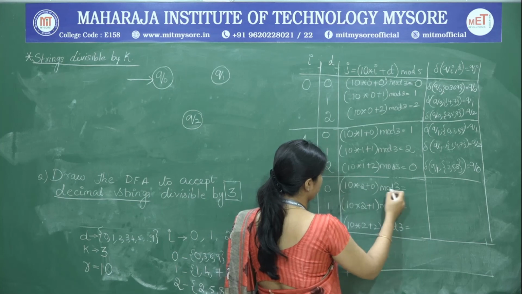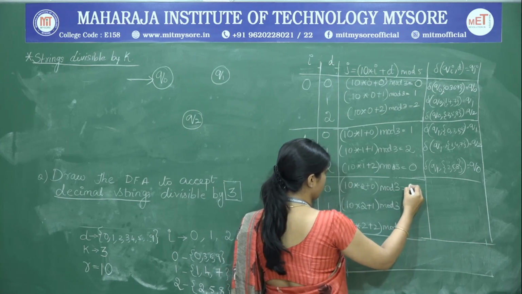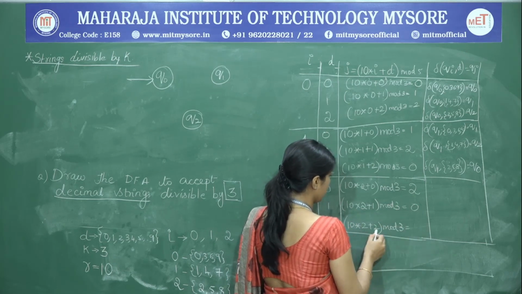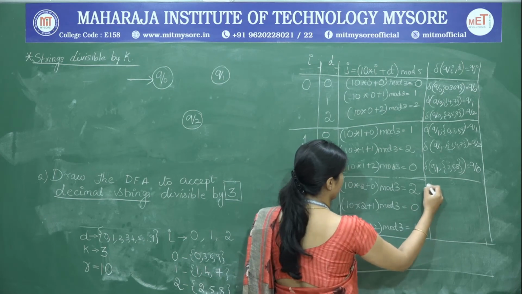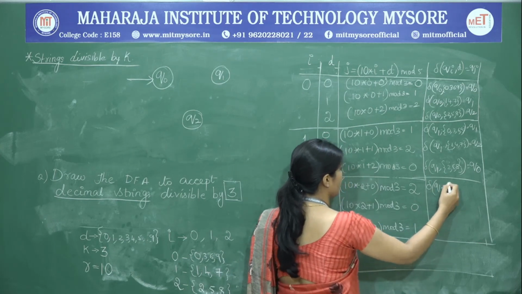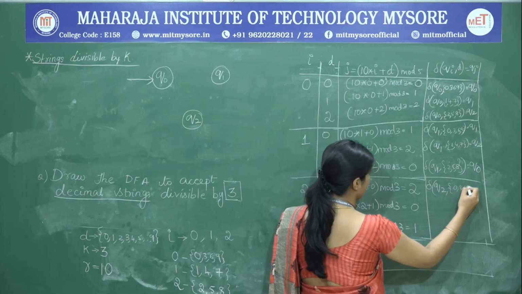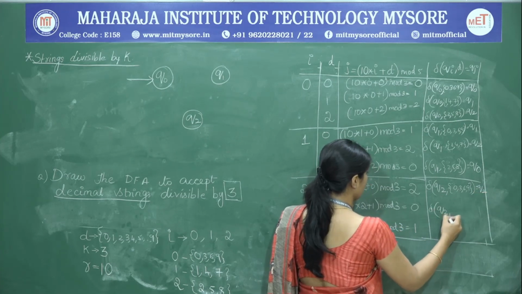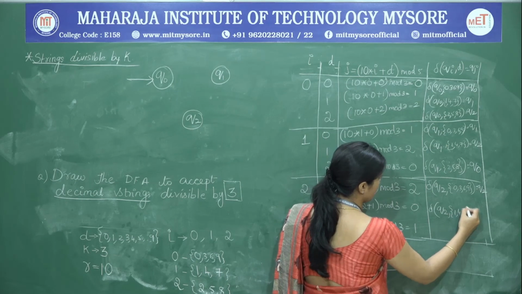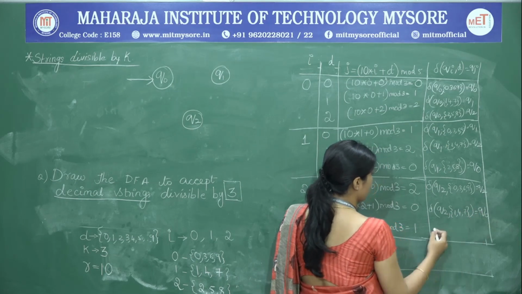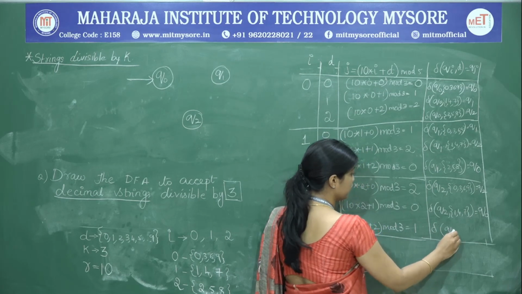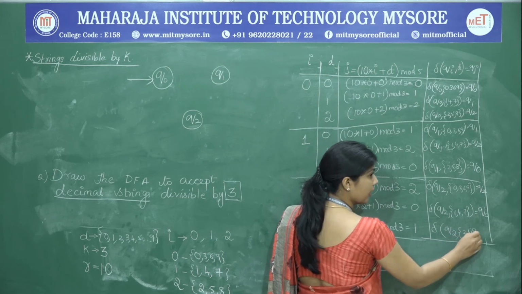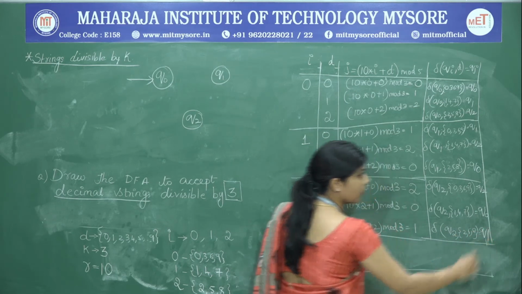So this is nothing but 20 mod 3, which is 2. Next we have 21 mod 3 is 0. Next we have 22 mod 3 is 1. So delta of q2 on 0, 3, 6 and 9 is equal to q2. Delta of q2 on 1, 4 and 7 goes to q0, and delta of q2 on 2, 5 and 8 goes to q1.